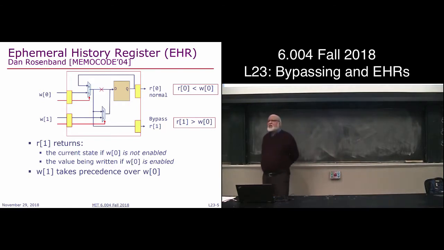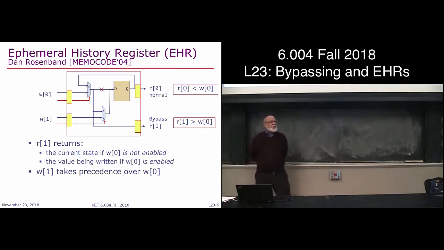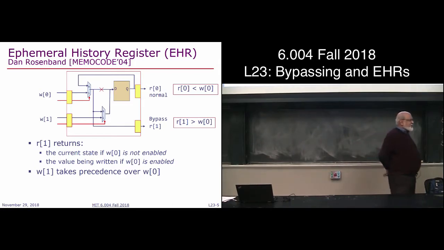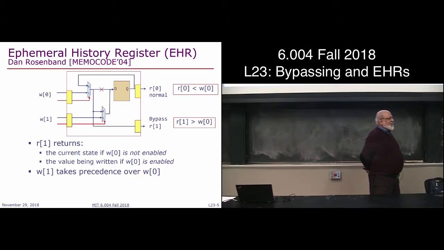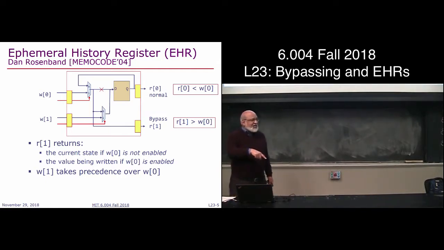Now tell me what will happen if W0 is not enabled, but W1 is enabled. We'll get the old value from the register. Yes, and what will R1 see? R1 will see the old value from the register. Very good. So both of them will see the old value, but the value that will be stored in the register is the new one, the W1 value that you're writing.